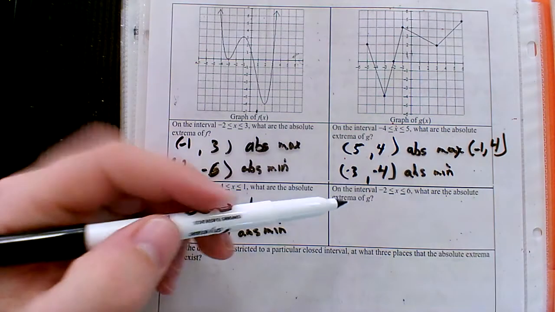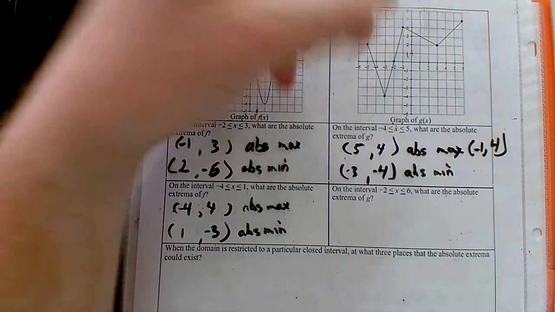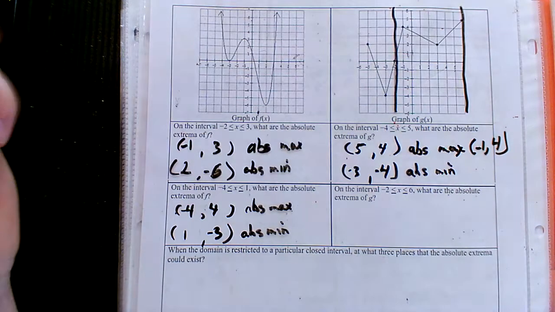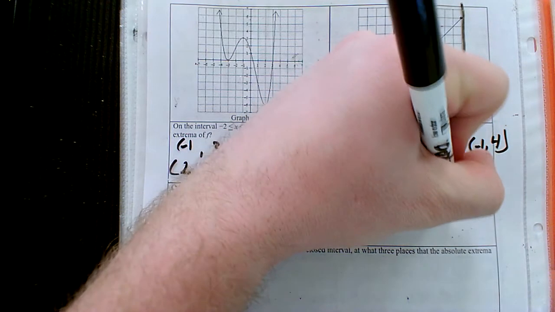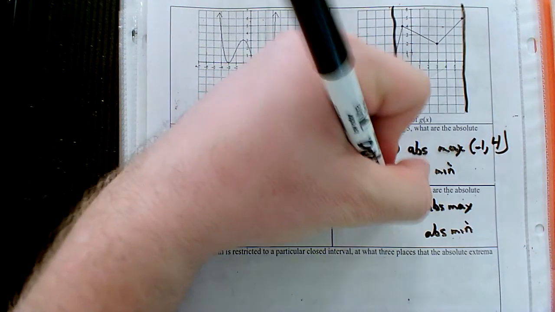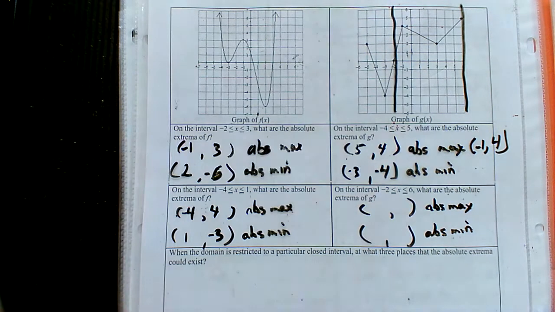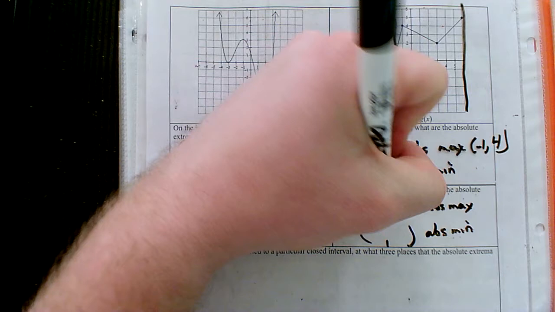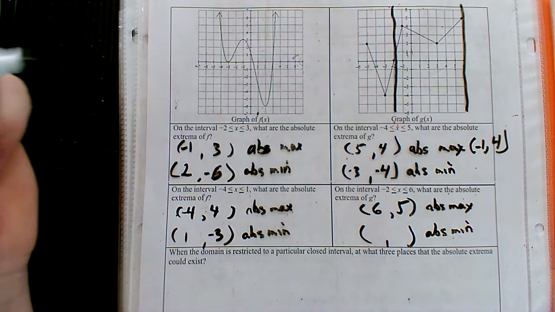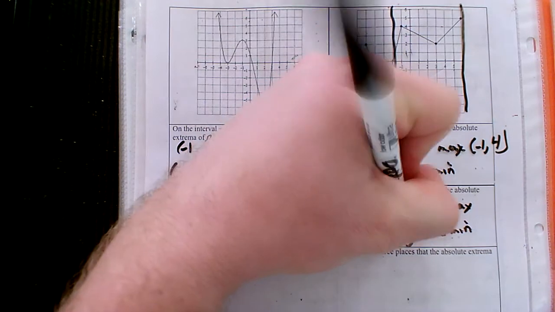Okay, let's look at the second interval. On the interval from negative 2 to 6, what are the absolute extrema? So absolute max, absolute min. Find your absolute extrema. Max at 6, 5. Very good. Min at negative 2, 0. Exactly.